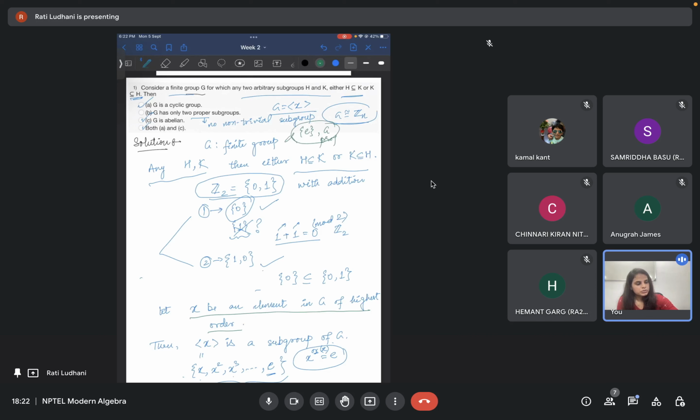Here if you see, you have just two subgroups: this is identity and this is the full group. So actually you have no proper subgroup here. So definitely this is wrong, because G has only two proper subgroups, yet here you have no proper subgroup. So this example works for B, and this says B is not true.